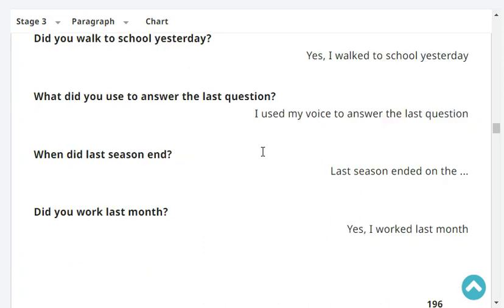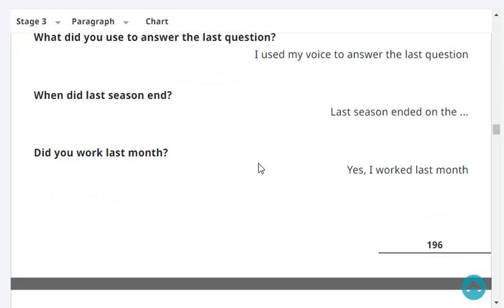When did last season end? Last season ended on the month of, like, October. Yeah, October, the middle, right? And then autumn. Okay. Very good.